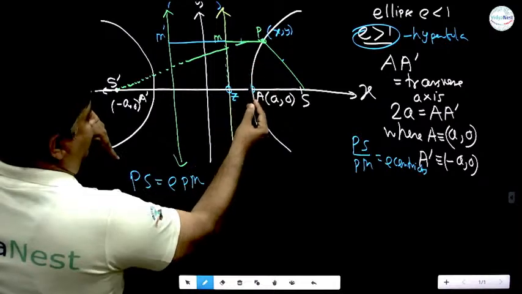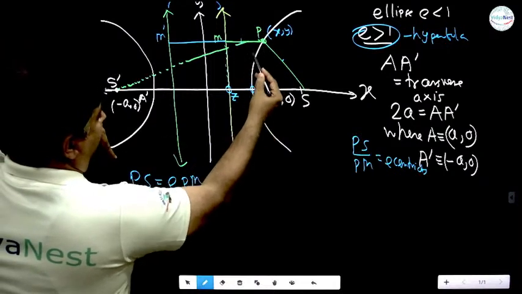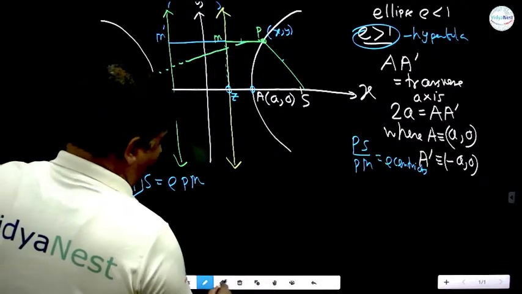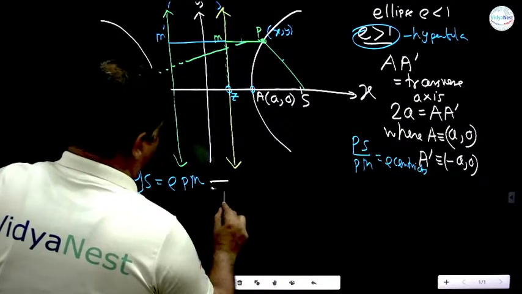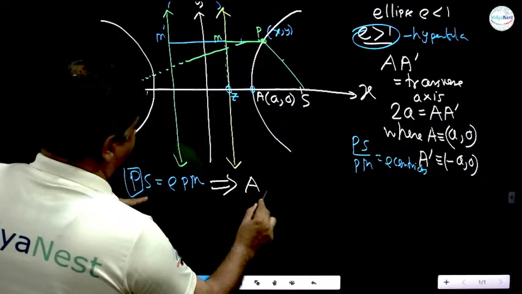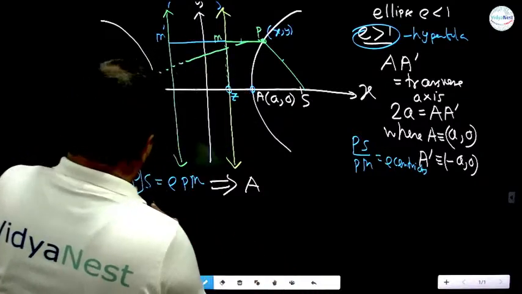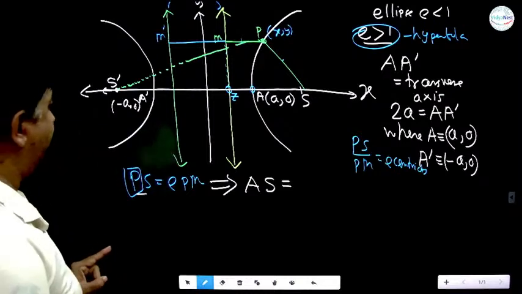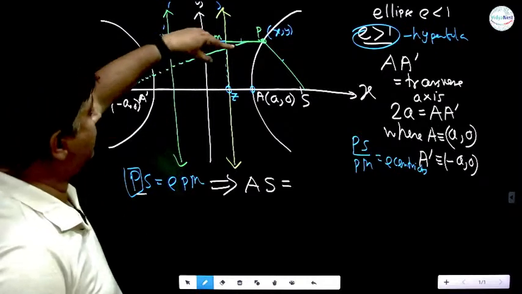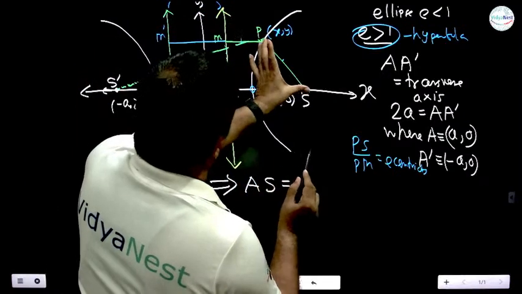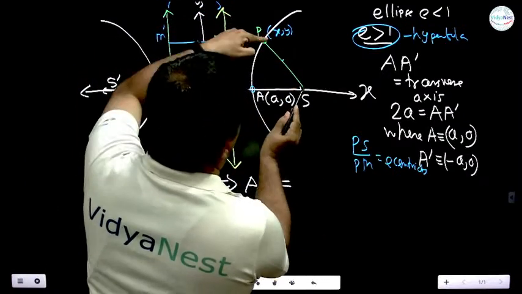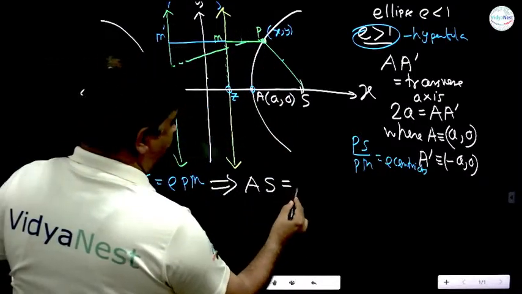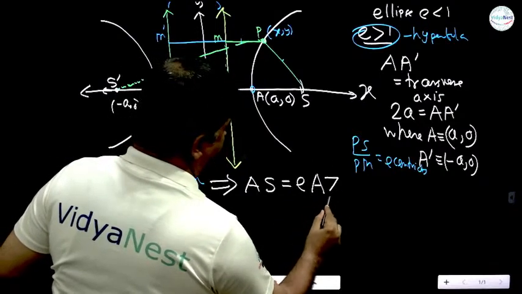Now P has fallen on A, that is, P has become A. So PS has become AS. Okay? Now this PS has become AS, so PM will become AZ, right? Yes, sir.